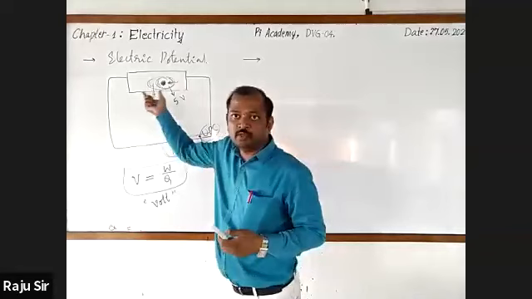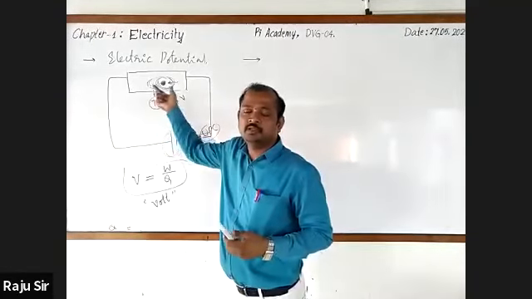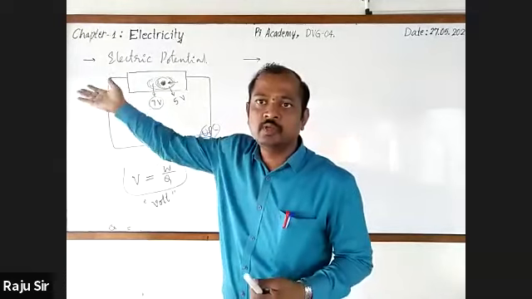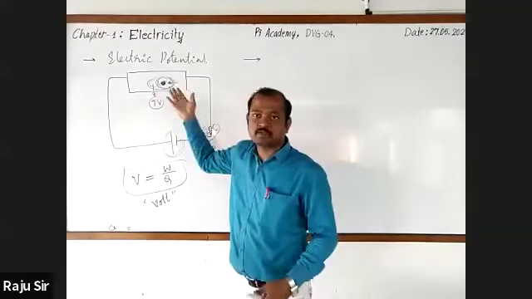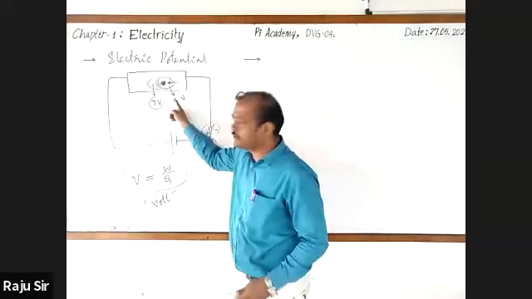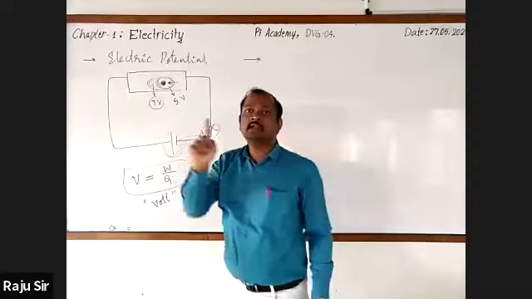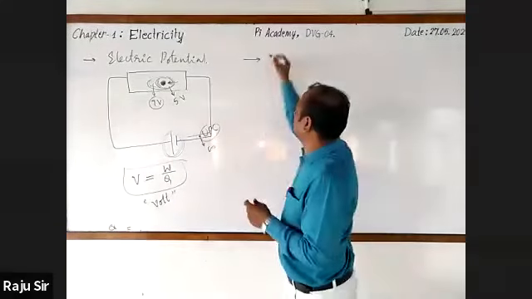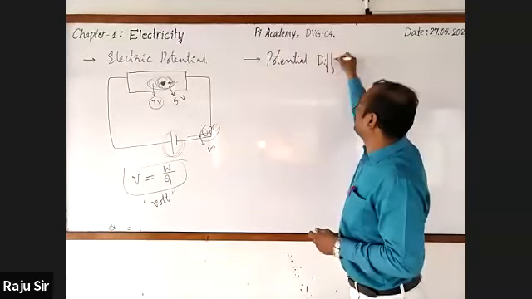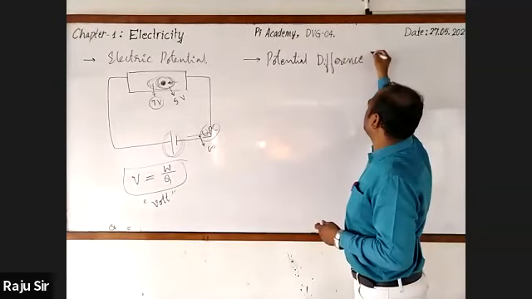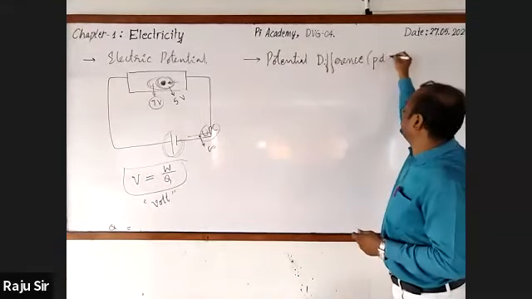Work is done in moving. If you want to find out the difference, the charged particle should move. So if they are to be moved, work has to be done. So the work done in moving the charged particle from one point to another point in an electric field is called potential difference. So this is another term, potential difference. Very important one. And this potential difference is abbreviated as PD.